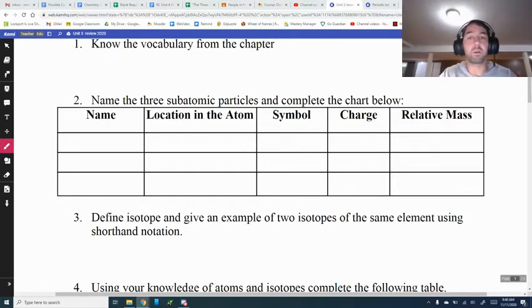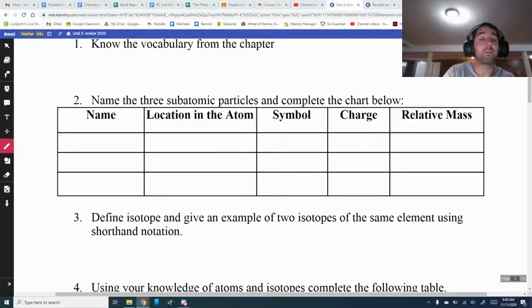All right, so we are going to go over our review right now. So, first thing is to know your vocabulary. I'm not going to go over every single vocabulary word because a lot of that stuff I'm going to go over through the review anyway. But just make sure you know what all the vocabulary from the unit is.